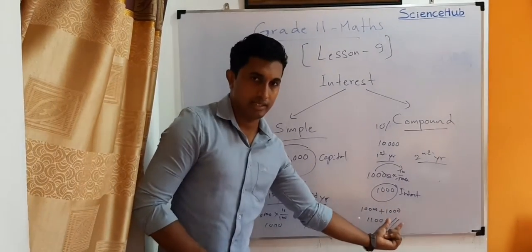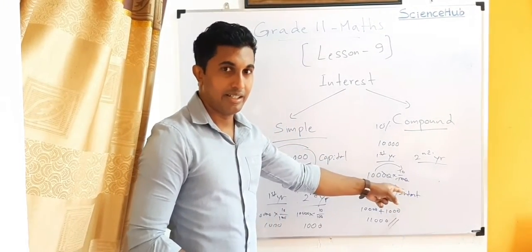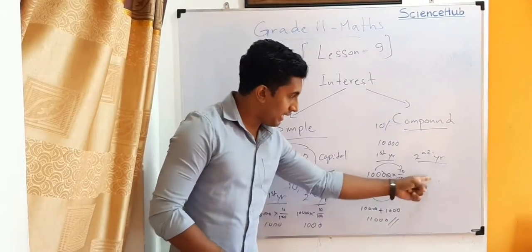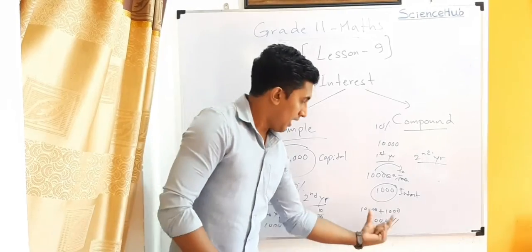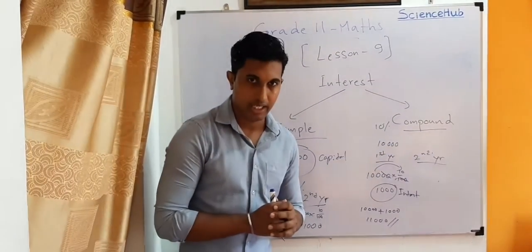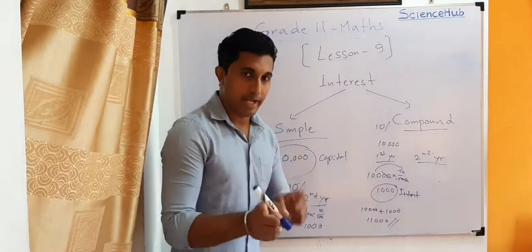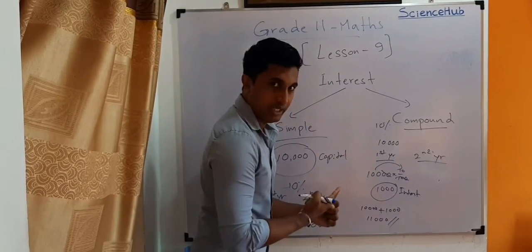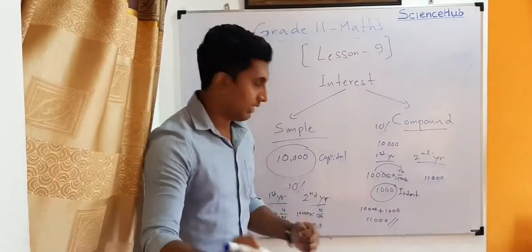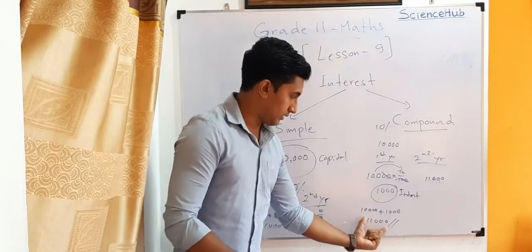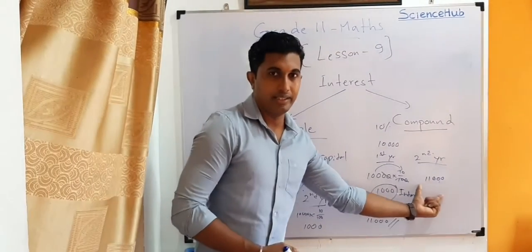Capital with interest. Then what happened in the second year? The second year capital will be 11,000. The second year interest will be calculated on 11,000, not on 10,000. Why? After the first year, this is your total amount, 11,000. Therefore, that is used as the capital in the second year.